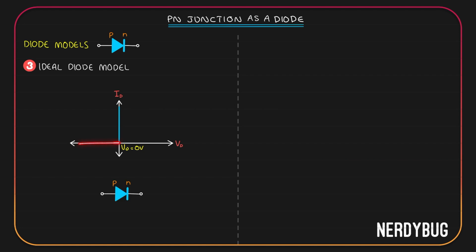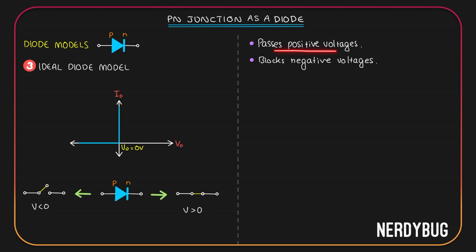Let's take the diode. When applied voltage is less than 0, the current is 0, so the resistance is infinite. We can model it as an open circuit. When the applied voltage is greater than 0, current is infinite, so the resistance is 0, which means we can model the diode as a closed circuit. Also, when this happens, the voltage across the diode is 0, so we don't really have to add any cell over here. This means for positive voltages, the diode acts as a closed circuit, and for negative voltages, it acts as an open circuit. We could say it passes positive voltages and blocks negative voltages.